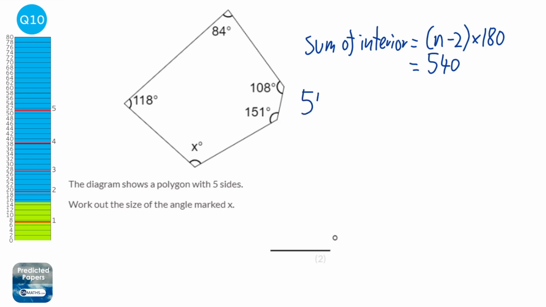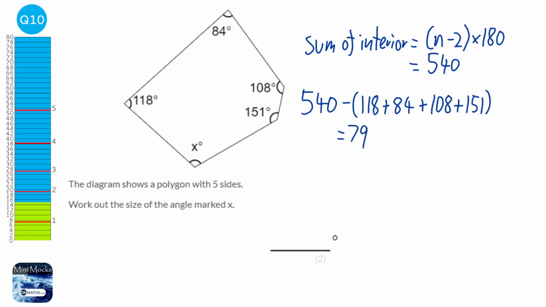So all we need to do is get that 540 and take away all the angles that we know. So the 118, the 84, the 108, and the 151. And when you do that, you get the answer of 79.